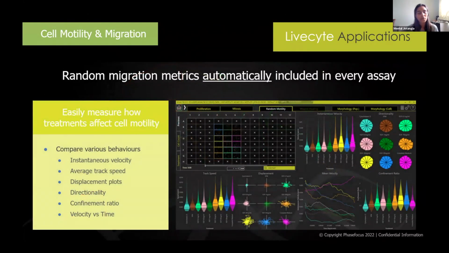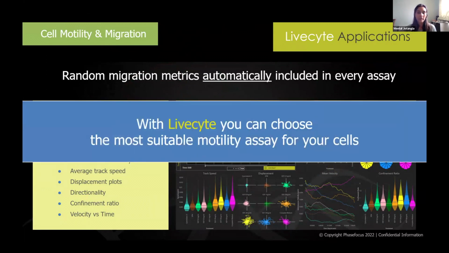And again, you get all of these metrics compiled within a dashboard. So these are things like the velocity of your cells and the average track speed, all throughout the experiment, as well as how those cells are moving. So have they got a particular directionality, and are they quite confined, or are they moving quite far away from their location? And ultimately, that just means that you can choose the most suitable motility assay for your cells, whether that's a random motility assay or a scratch assay.